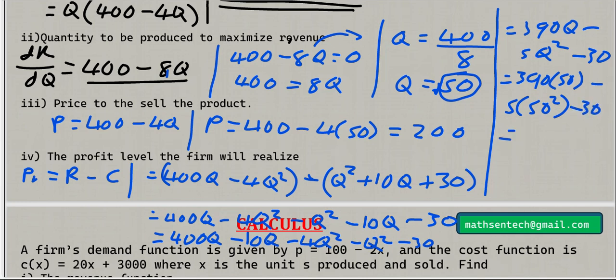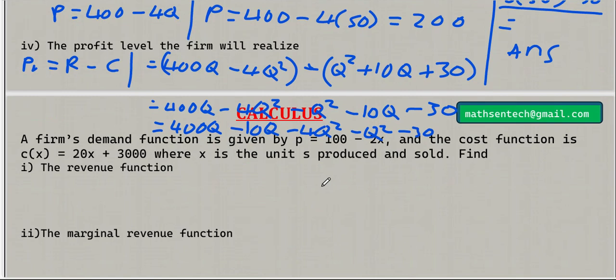So the answer you get now will be the profit level the firm will realize. The answer that you get after simplifying this will be the answer right here. So that's how to tackle such a question. Now let's go to the last question here.